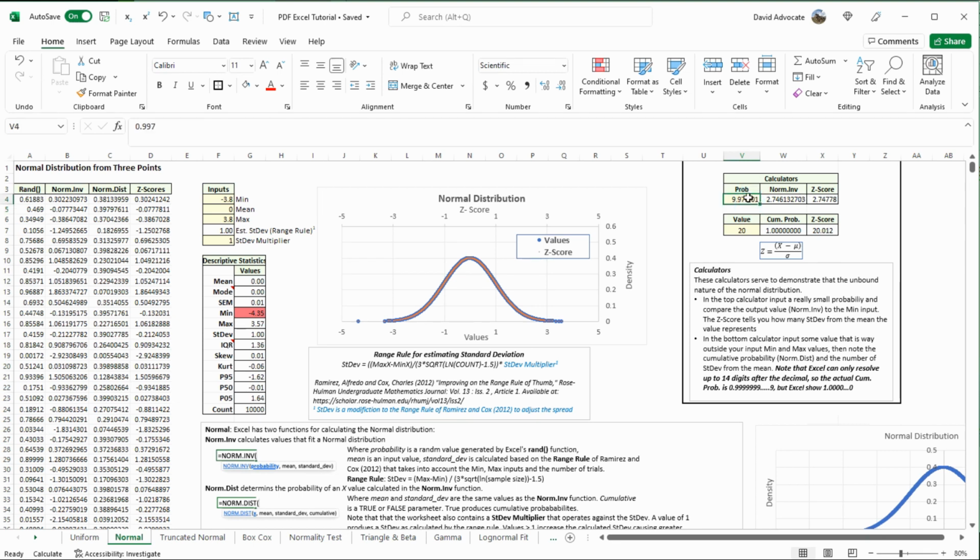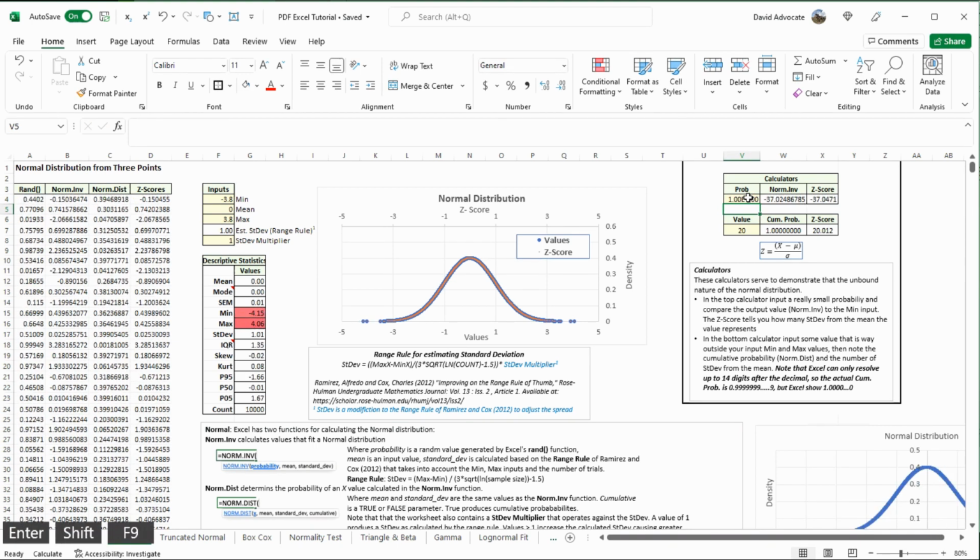But to show you the unbound nature, I'm going to put in here some ridiculously small probability. Let's say 1 times e to the minus 300. And we'll hit Shift F9, and we'll see that we now have a value that's minus 37, and also the z-score. This is ridiculous.